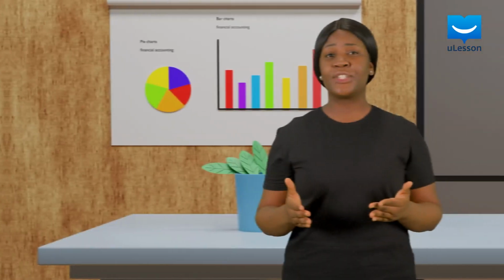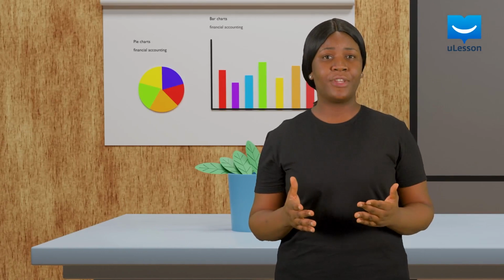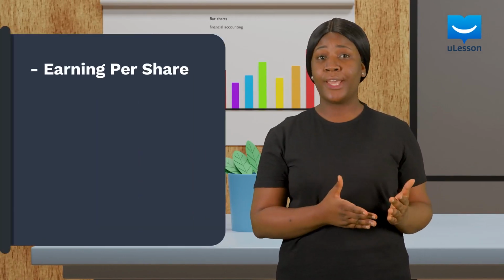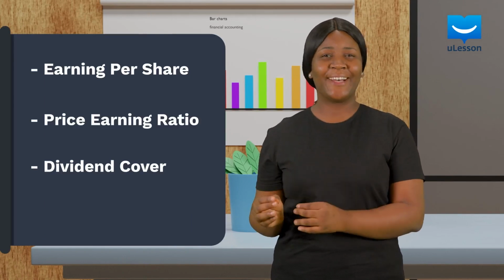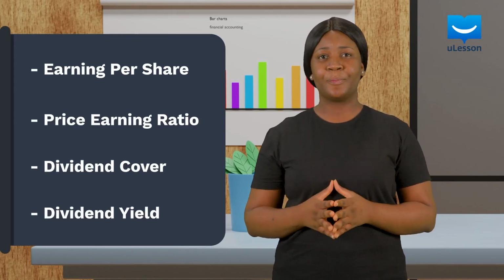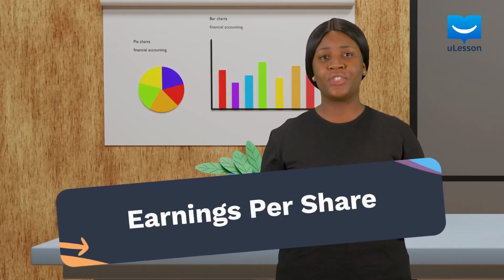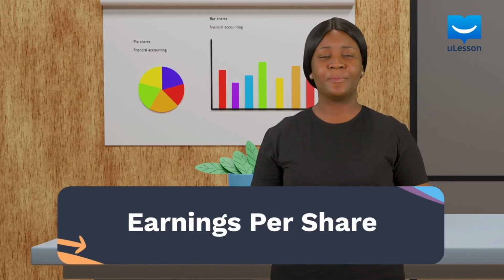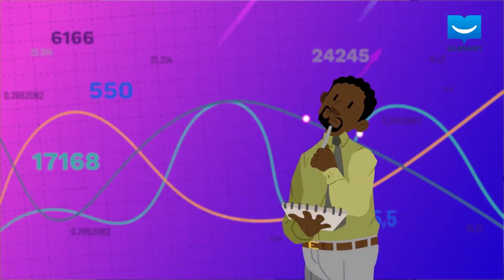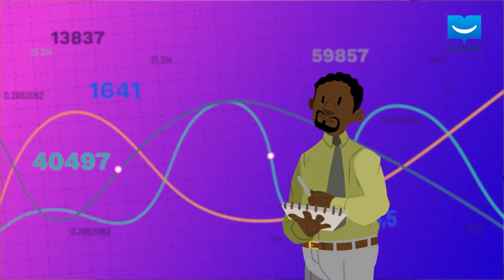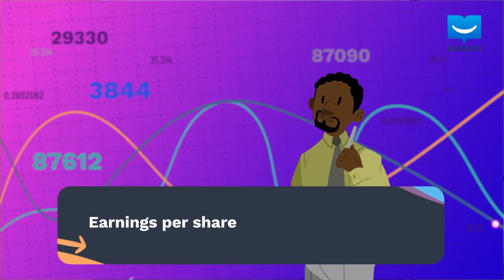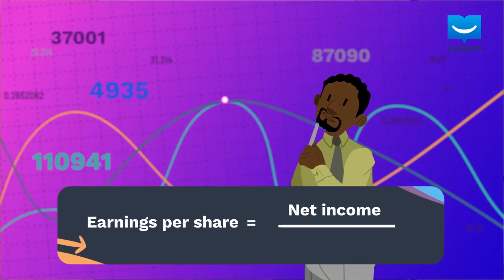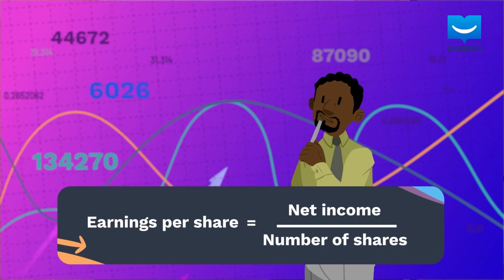This lesson will teach 4 types of investment ratios: the earnings per share, the price earnings ratio, dividend cover, and dividend yield. We will start with the earnings per share of Flora PLC. As a prospective investor, you would want to know how much profit you would earn for every 1 share you acquire. This can be calculated by dividing the net income with the number of shares.